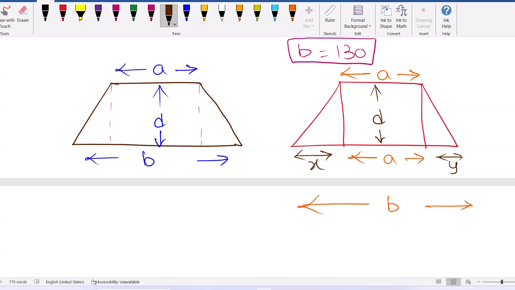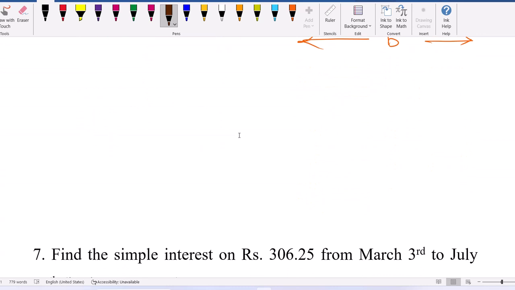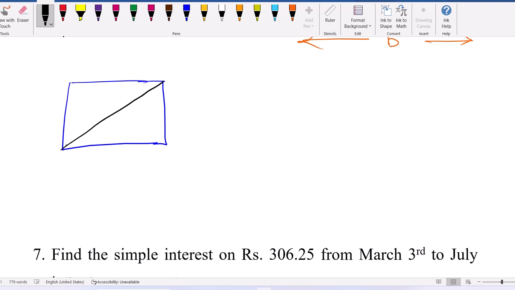Now see how the area of trapezium is developed. Before that, what is the area of a triangle? Half into base into height, for a right angle triangle. How did we get that? From the rectangle: rectangle area is length into breadth. Half of that is the triangle, half into L into B, where L means base and B means height. The triangle also developed from the rectangle only.